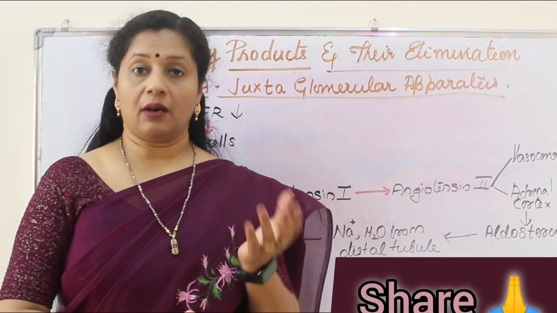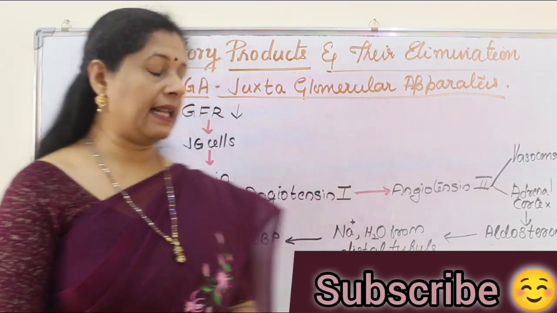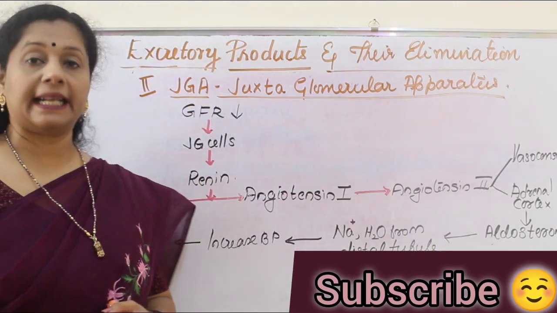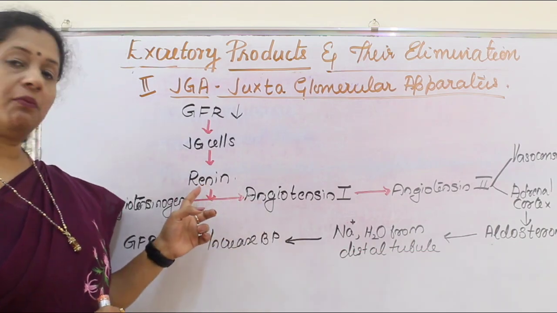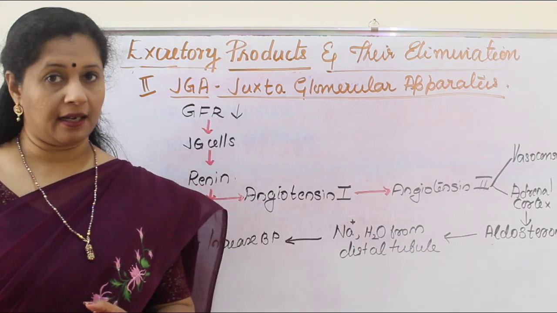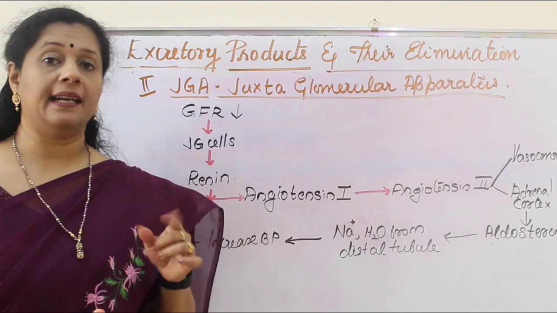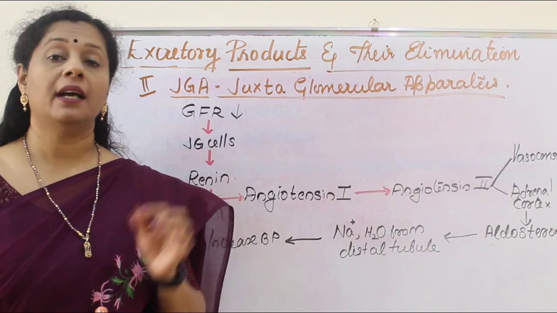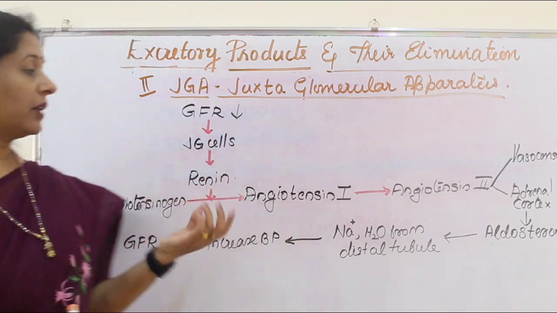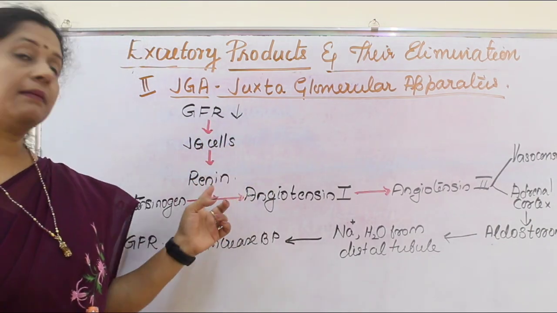So the JGA, or juxtaglomerular apparatus, has cells called the JG cells. These JG cells can secrete a hormone called renin. When you write the spelling, you should be careful: RENIN. That is a hormone secreted by the JGA. Why did I mention the spelling? Because rennin is a milk digesting enzyme present in infants. Here, renin is a hormone.